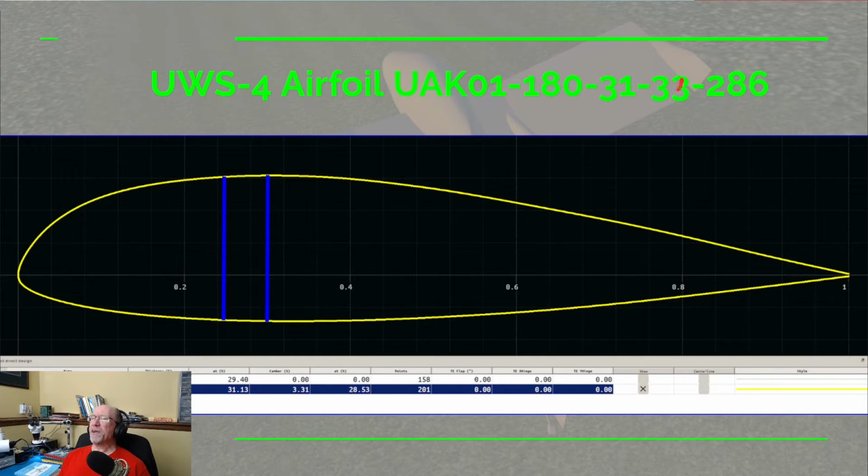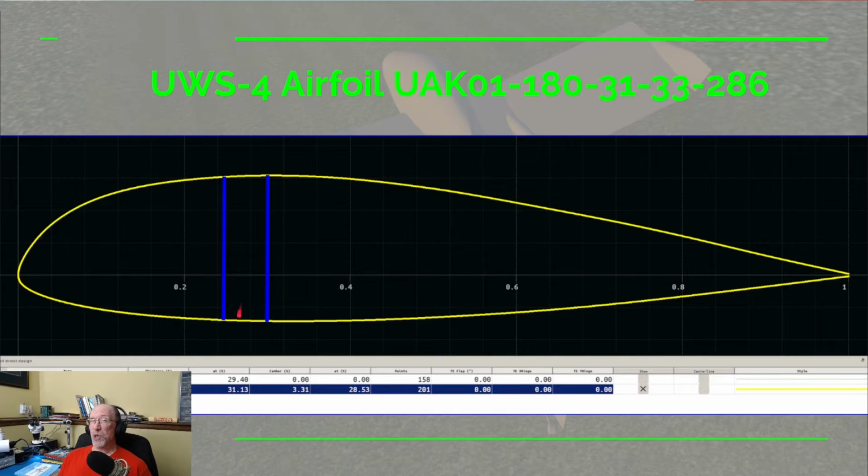The maximum camber is 3.3, and that happens at 28.6% of the chord, back from the leading edge. So that maximum thickness is this blue line that I drew here at 31% of the chord from the leading edge. Now typically it's recommended, at least in general, that your spar be put at 25% of the chord from the leading edge. And that would be this location right here.